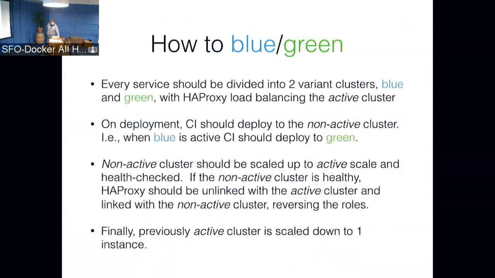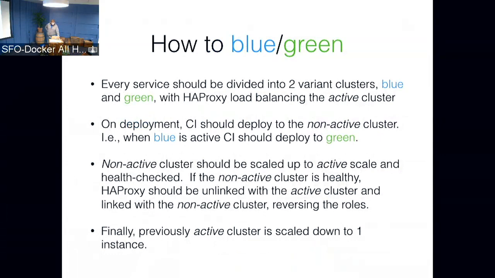Getting more into how it works. Every service should be divided into at least two variant clusters. At JobStart, we use three because we have a dev running in the same cluster, but that's a bit of an aside. HA Proxy load balances the active cluster. On deployment, the CI, we use Circle, should deploy to the non-active cluster. So when blue is active, the CI should deploy to green. The non-active cluster should be scaled up to the active scale and health checked. That can be something like, in Node.js, using the process object and checking CPU and memory usage, making sure everything looks normal, and hitting some endpoints to make sure everything works.